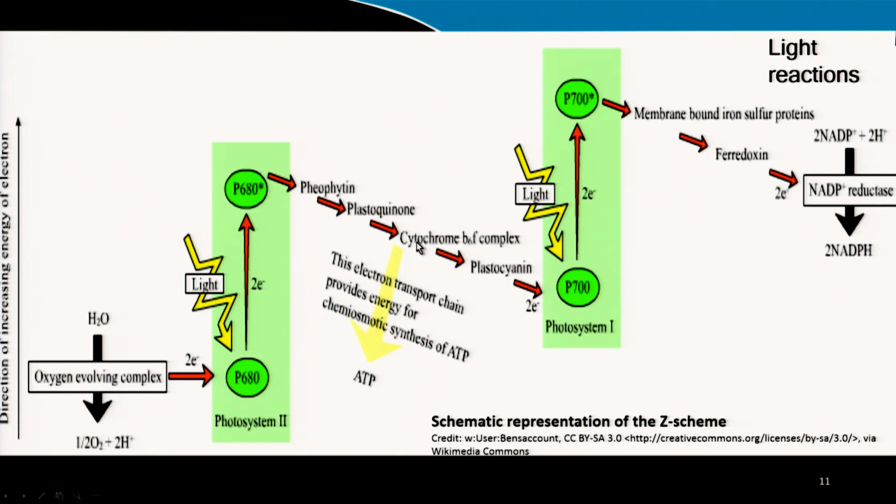They are all collectively called the quinone pool, and these electrons then hit P700, photosystem 1. Again, more light energy is utilized at this point. The electrons are further excited, and unlike anoxygenic photosynthesis, they are not recycled back to photosystem 2. Instead, they are transferred to NADP plus to form NADPH.